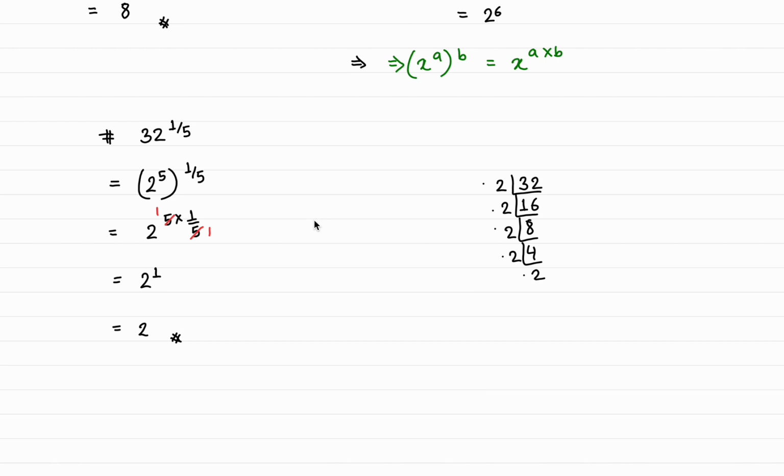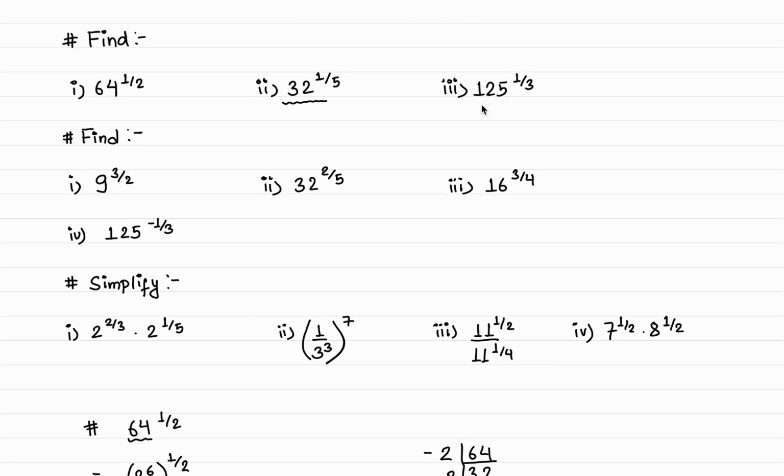Now let's see our third question. So our third question was 125 to the power 1 over 3. Okay, so we have our third question, which is 125 to the power 1 over 3. Now you can try to solve this question by yourself. You can pause the video and try it out, and then you can come back here and check whether your answer is correct or not.